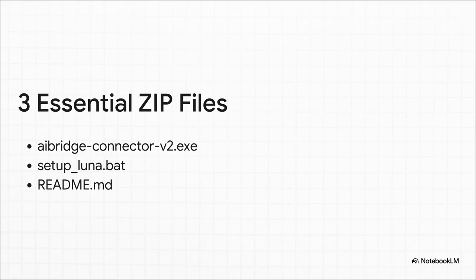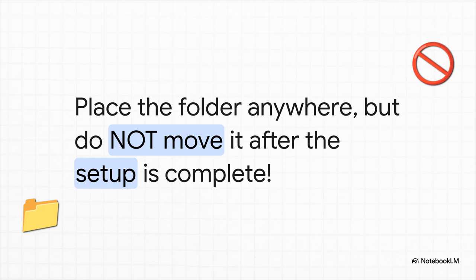Now listen carefully because this part is absolutely vital. These 3 files must always be kept together in the exact same folder. The batch script is specifically looking for that executable file right next to it to do its job. Now, as for where to actually put this folder, you've got total freedom. You can extract it anywhere you want on your computer, dump it on your desktop, stick it right in your C drive, tuck it away in your documents, whatever works. However, there is a catch.